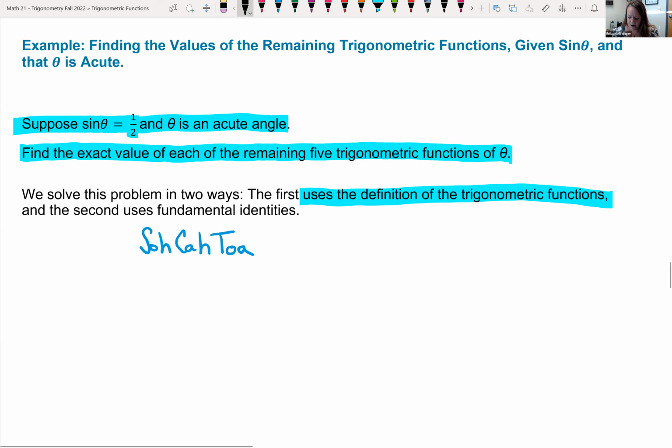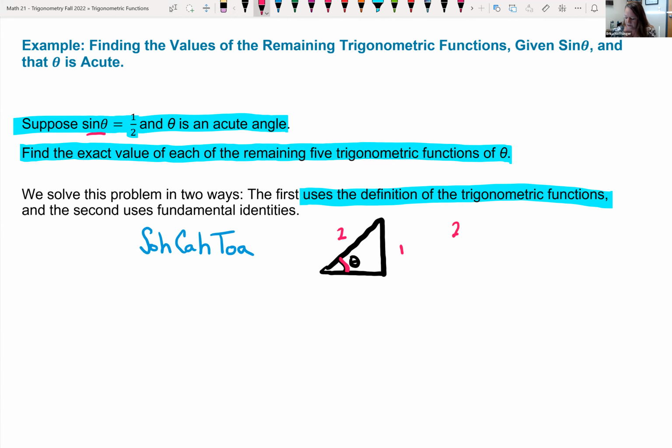We want to create our triangle. When I've been doing this, these are not to scale. So theta, sine theta, remember sine theta was opposite over hypotenuse. So locating theta, theta's here. Opposite of theta is 1. Hypotenuse is 2. So we're going to use that Pythagorean theorem to find the other side.